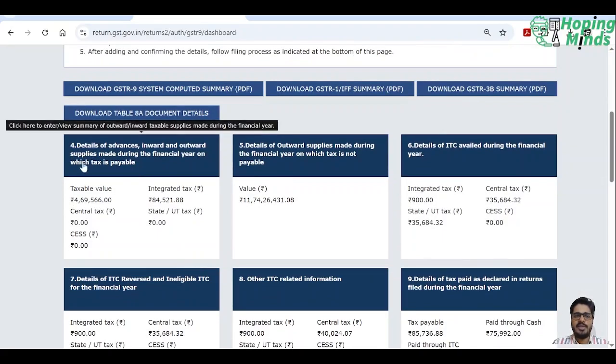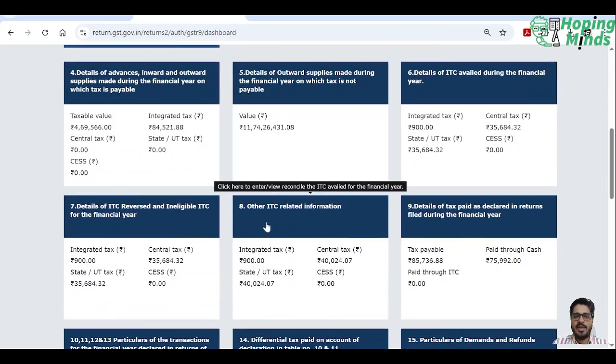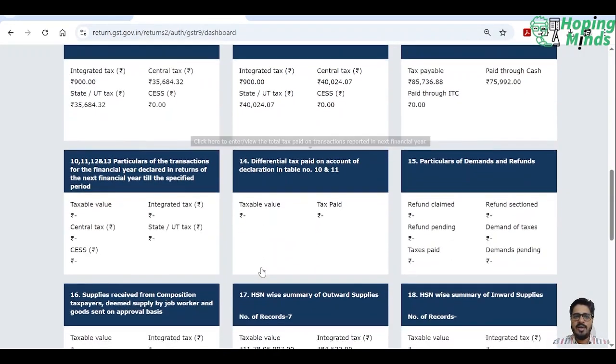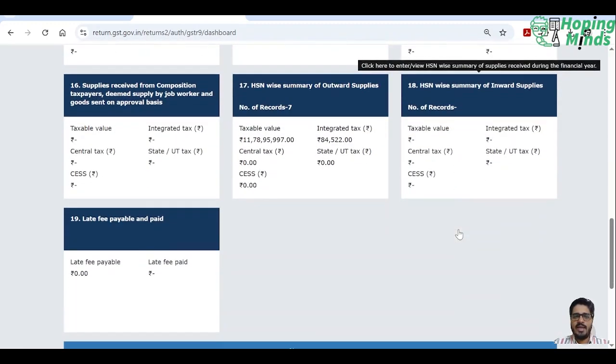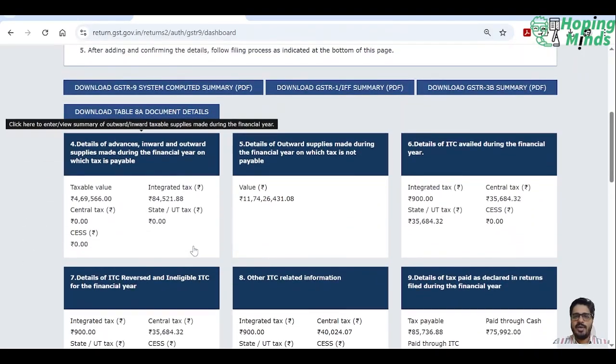Here are the different tables: table 4, table 5, table 6, table 7, table 8, table 9, then table 10, 11, 12 and 13, then 14, 15, 16, 17 and 18, and finally the table 19. So these tables are required to be filled up in GSTR 9. Each table contains different details. Like table 4 contains details of advances, inward and outward supplies made during the financial year on which tax is payable.